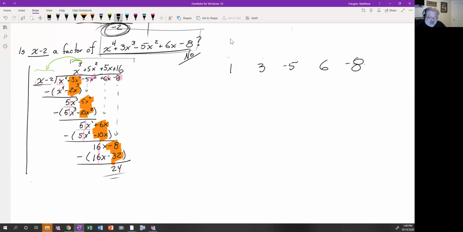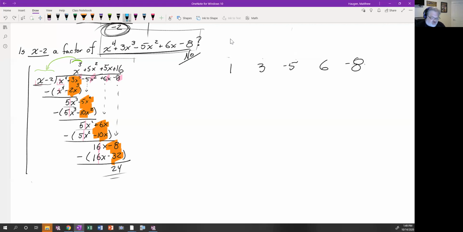Also important if there's any missing, like if there was no x to the third term there, imagine this term wasn't there, we'd have to put 1, 0 x to the thirds, -5, 6, -8. Fair? So do be very, very careful about that. We have to make sure any 0 placeholders are put in there or this process won't work.